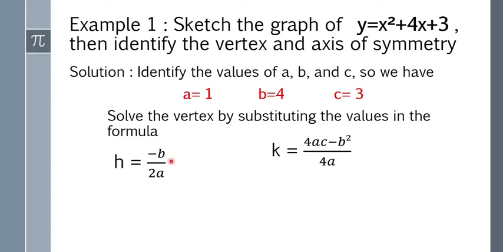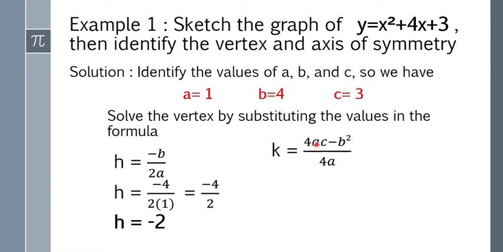So for h, ito yung formula natin. Substitute lang natin yung value ng b tsaka ng a. So negative 4 divided by 2 times 1. So it becomes negative 4 divided by 2. Then simplify natin to, magiging negative 2. So ito na yung value ng h.